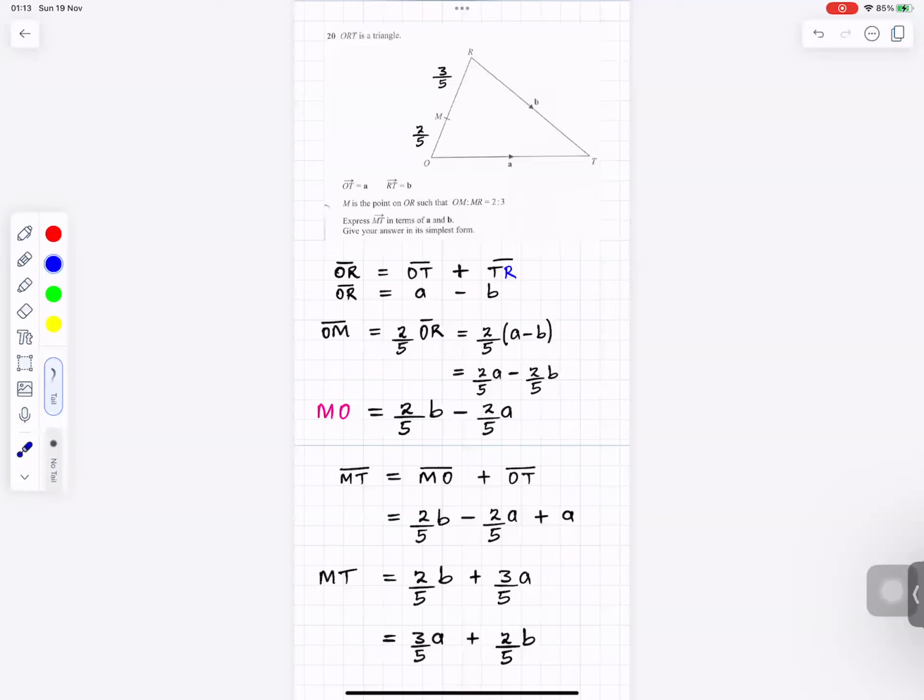Now MT is MO plus OT. So to go from M to T, you go from M to O and from O to T. So M to O is what we have there at the top. And O to T is A. Now minus 2 over 5 plus 1A gives you 3 over 5A. So it's 3 over 5A plus 2 over 5B. That's your answer.